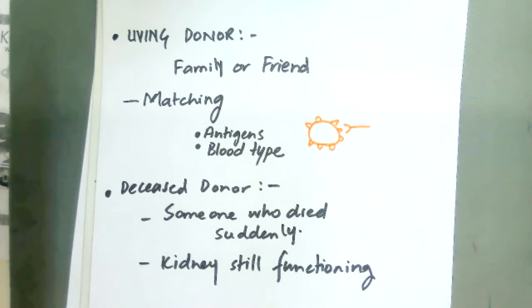So a deceased donor is someone who died suddenly and not recently. You know why? Because it could be someone from long ago. We could refrigerate the organ, as I told you, but suddenly, because you do not want that organ to stop functioning. Forget the kidney, just think of a heart.